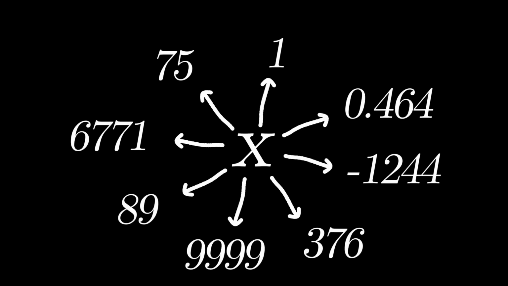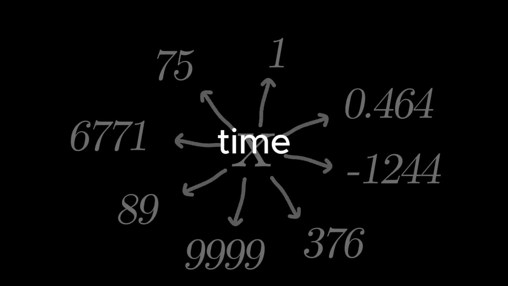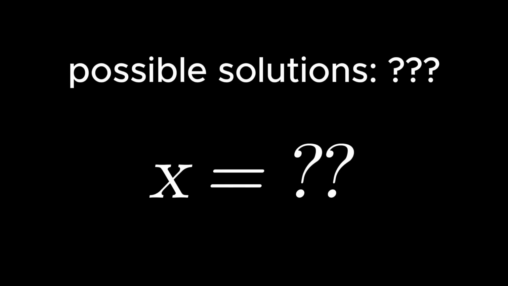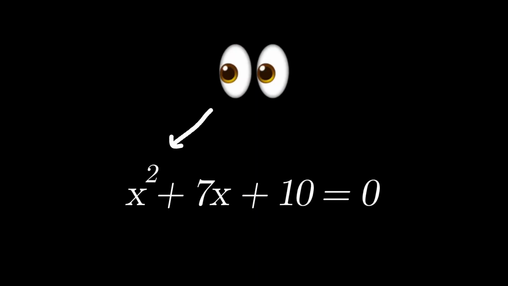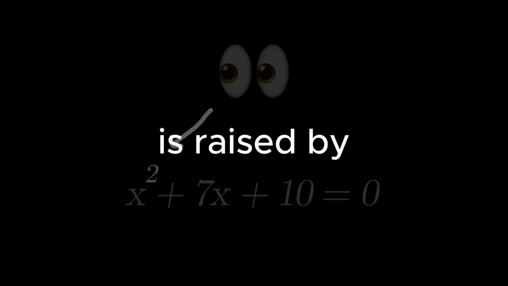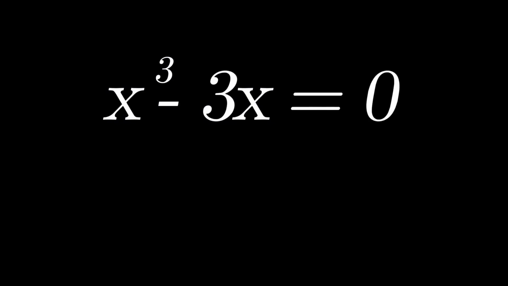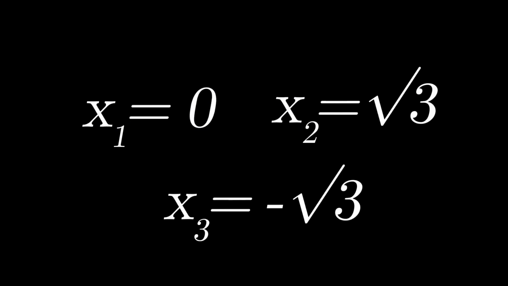A key thing to remember is that the variables in a quadratic and polynomial equation can be equal to multiple values at the same time. To determine how many possible solutions an equation has, we look at the largest number the variable in the equation is raised by. x cubed minus 3x equals 0, for example, will have these 3 solutions.